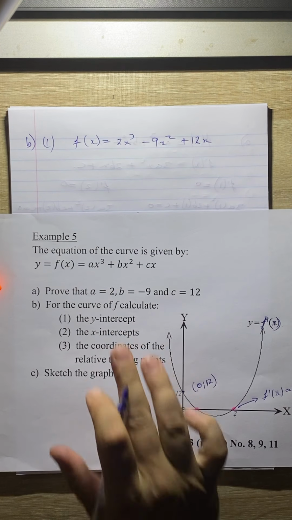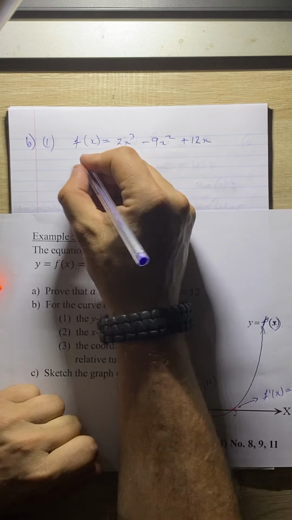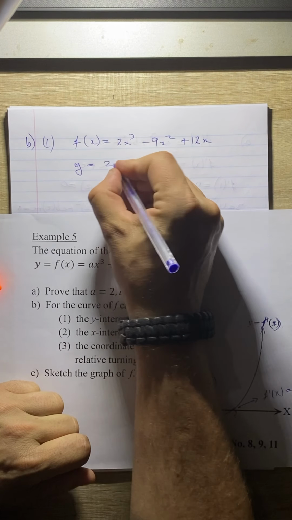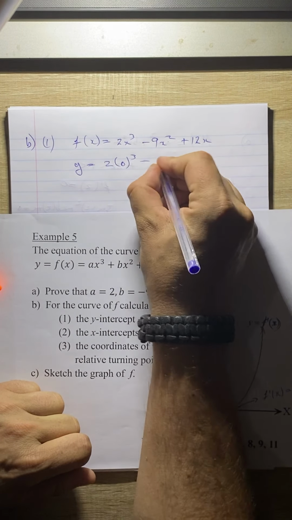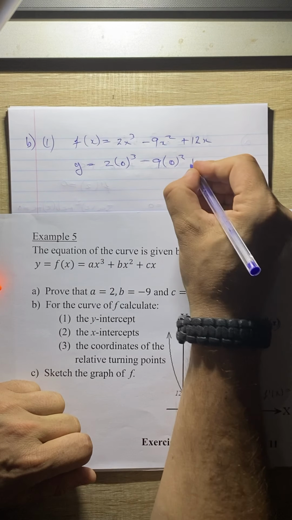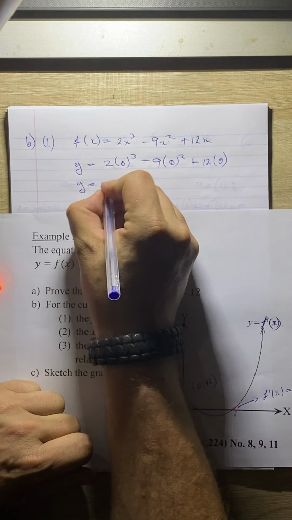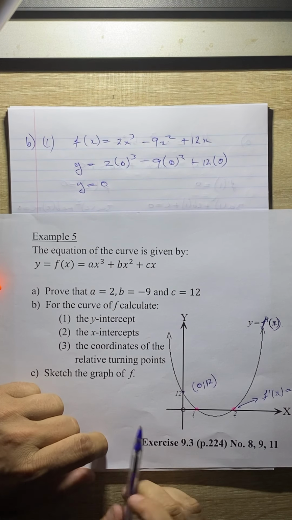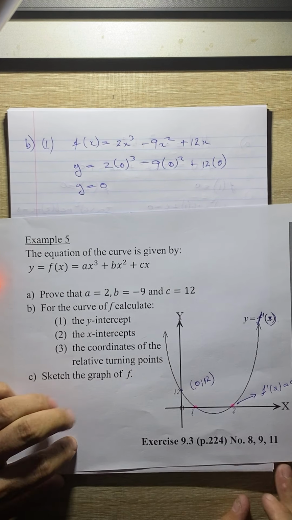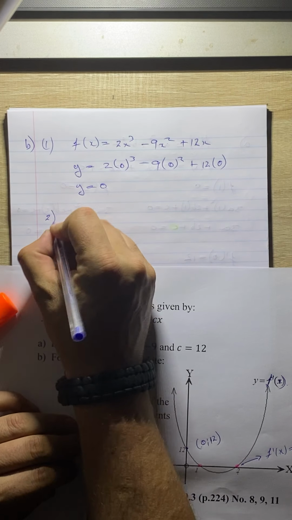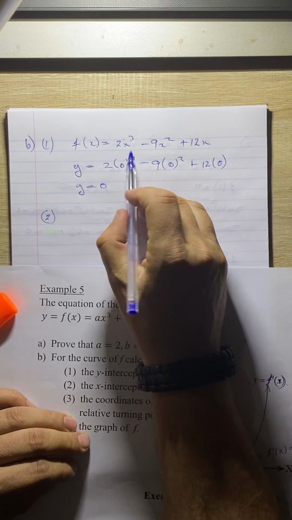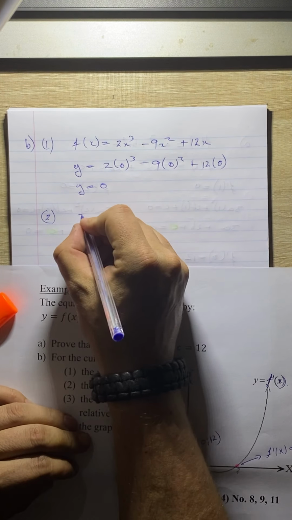So for the y-intercept, we just make x 0. So y is equal to 2(0) cubed minus 9(0) squared plus 12(0). So we get y is equal to 0. That is your y-intercept. Then the x-intercepts. To find the x-intercepts, we just make y 0. So we set this thing equal to 0.